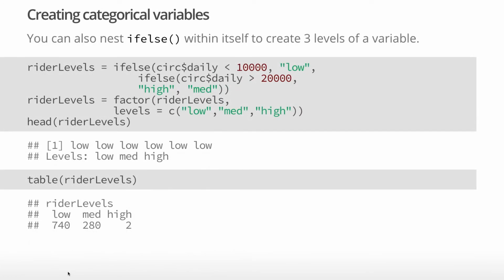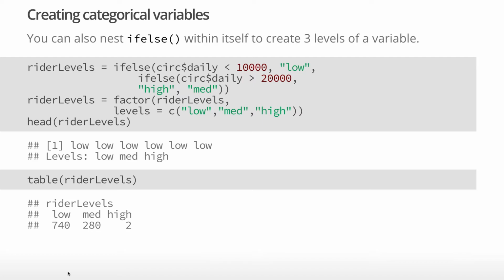So again, I'm showing you that if-else statements can be nested. You have an if-else: is the daily ridership less than 10,000, call it low. Otherwise, is it greater than 20,000, call it high. Otherwise, call it medium. So pretty much if you had a value of 10,001, this will come up false. So you go to this one. Here it will come up false. You'll be in the middle. So anything from 10,000 to 20,000 inclusive will be called medium. Everything above that will be called high. Everything else will be called low.